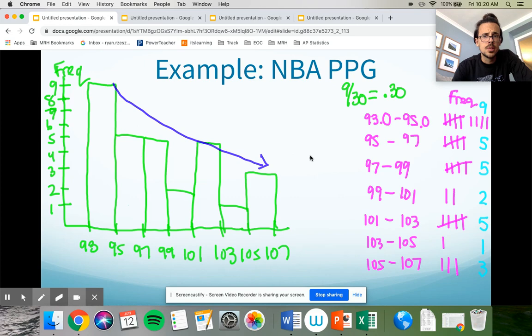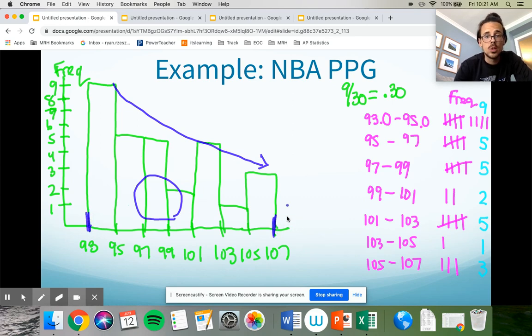Next up, center. If I were to talk about the center right here, this might be one where I just ballpark it. The center appears to be somewhere between 97 and 99 points per game. I know there are 30 teams. So there are 9 teams, the lowest 9 teams. This would be the lowest 14 teams. So the 15th, 16th team are somewhere in this range. So the center is somewhere in between here and here. And values vary from as low as 93 to as high as 107.